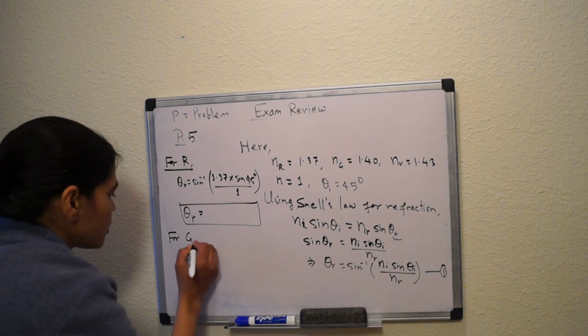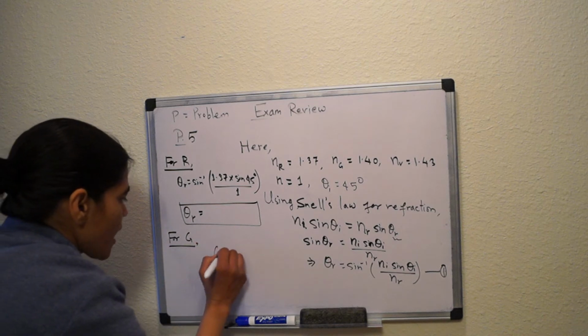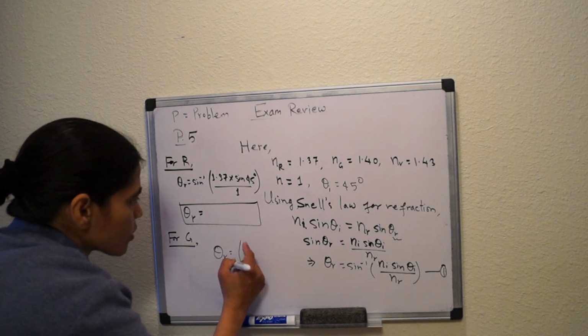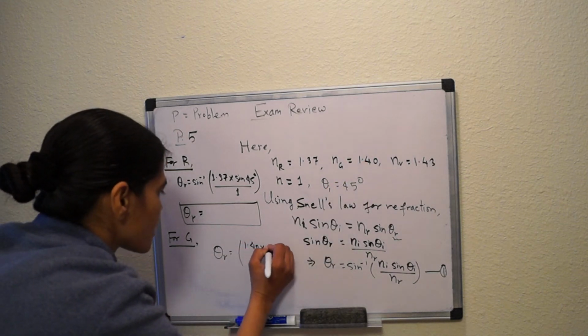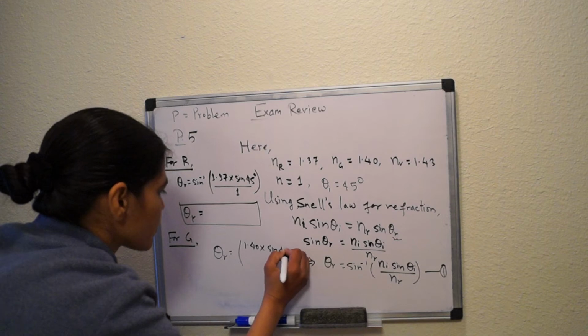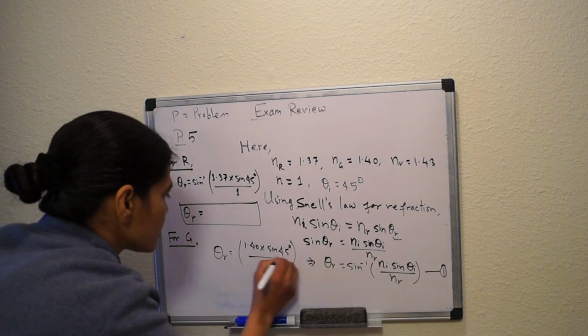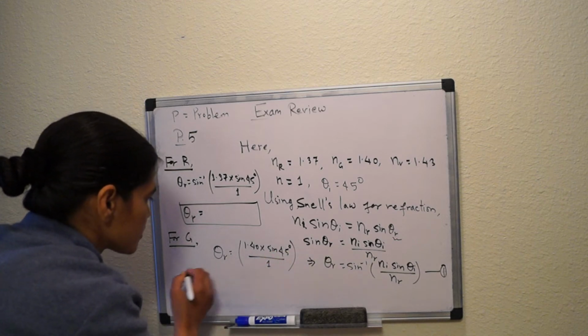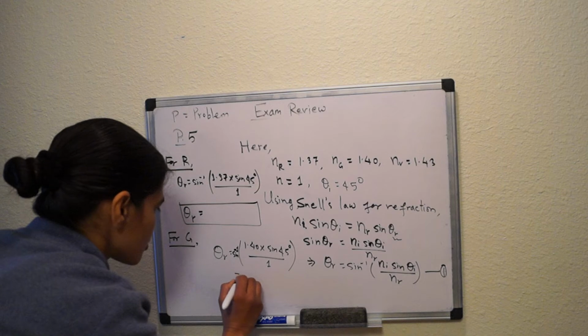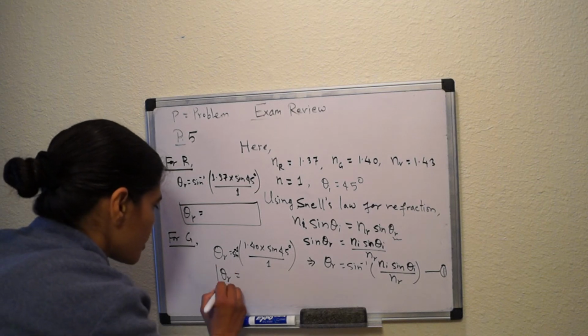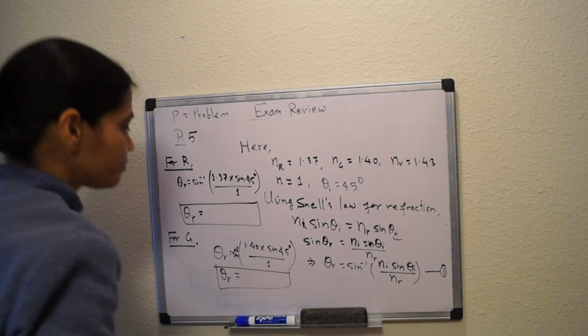And if we do it for green, theta r would be just like whatever we had. For green we had sine inverse of 1.40 times sine 45 degrees divided by 1. Oh sorry, sine inverse here, don't forget this. If we forget this, it will not work. Okay, so you get theta r for green as some value here.